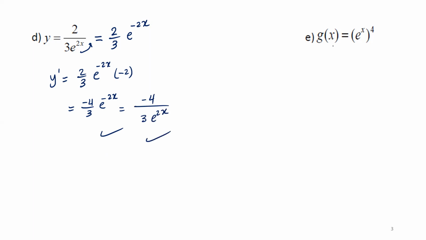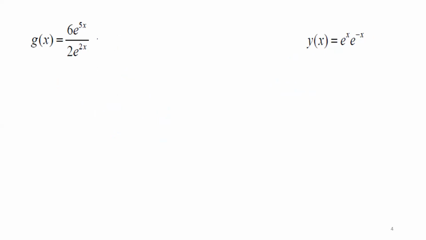Next, g of x is equal to e to the power x times 4, which is 4x. So simply the g prime of x, the derivative of the function, the derivative of 4x is 4, giving 4e to the 4x. Very easy, very simple.